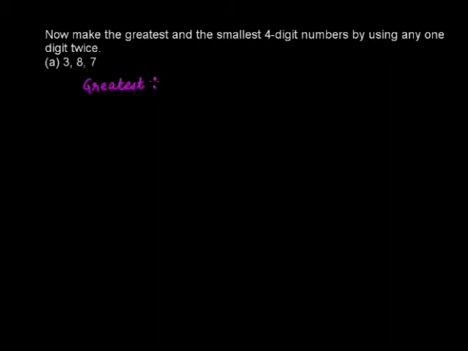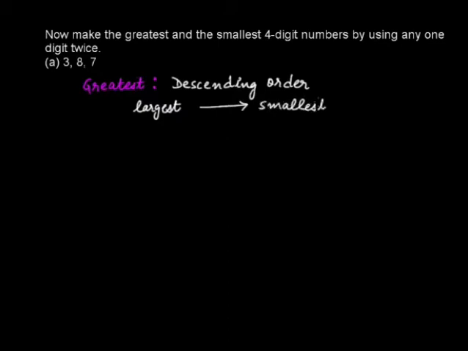As discussed before, we have seen that the greatest number is nothing else but the descending order of the digits. Descending order means first write the largest digit and then go towards the smallest one, till you reach the smallest one. So here in this case 3, 8 and 7, which one is the largest digit? Of course 8. We'll write 8 here.